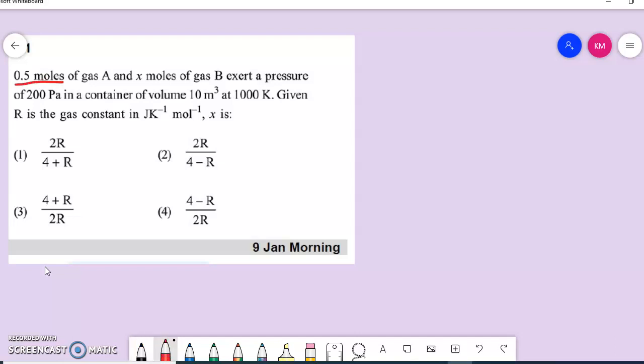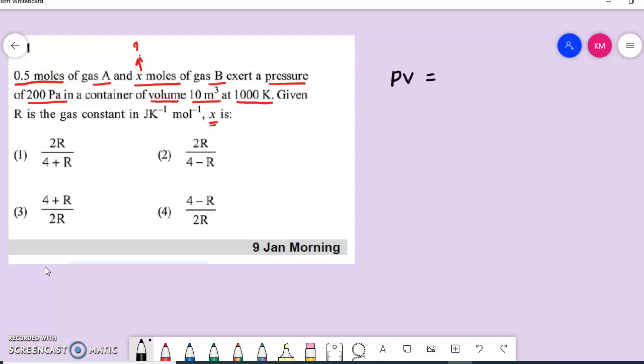0.5 moles of gas A and X moles of gas B. There are two components A and B and those moles are given. They exert a pressure of 200 pascals in a container of volume 10 meter cube at 1000 Kelvin. It is the temperature. R is the constant and you have to find out X, that means these X moles. Right children? So let's take a look at it.